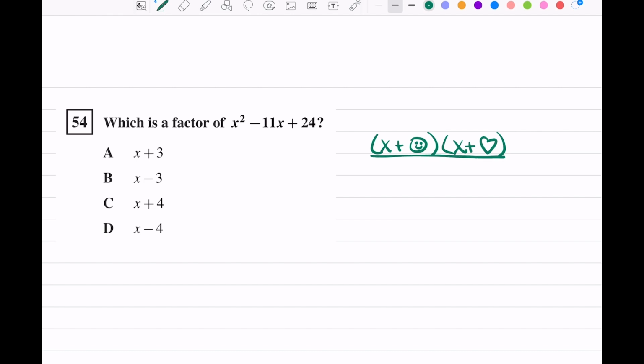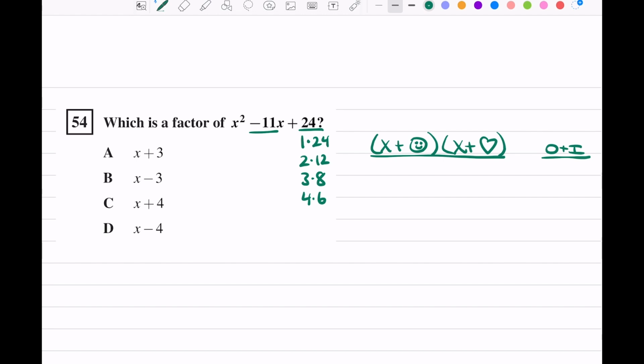Our smiley face and heart are the last pieces. So when we multiply them, we're going to get 24. So we just need to find two numbers that multiply to 24. And then we need to keep in mind our O plus I, so we can make a column for that. Thinking of some numbers that multiply to 24, we have 1 times 24, 2 times 12, 3 times 8, 4 times 6. So there's plenty of options.